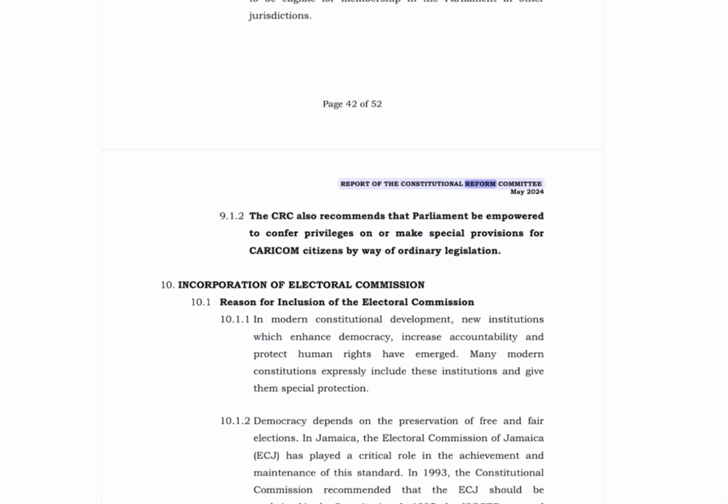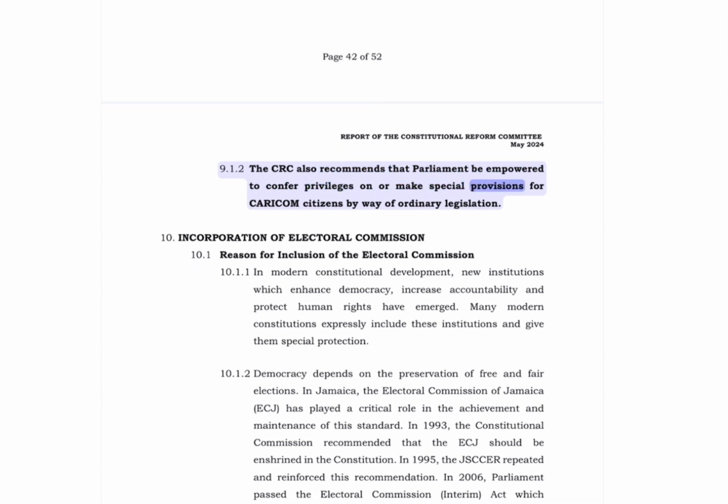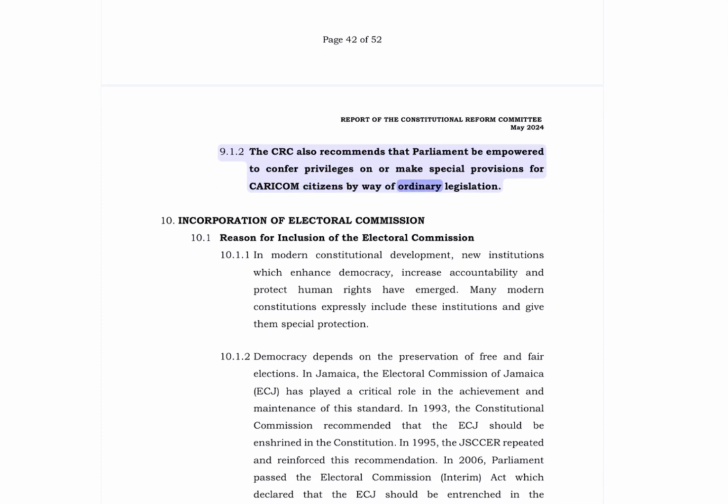Report of the Constitutional Reform Committee. May 2024. 9.1.2 The CRC also recommends that Parliament be empowered to confer privileges on or make special provisions for CARICOM citizens by way of ordinary legislation.